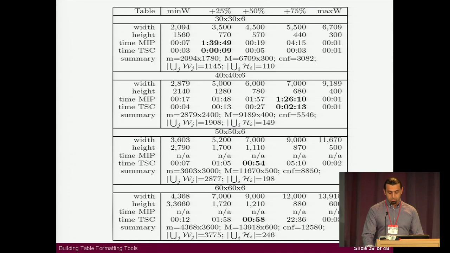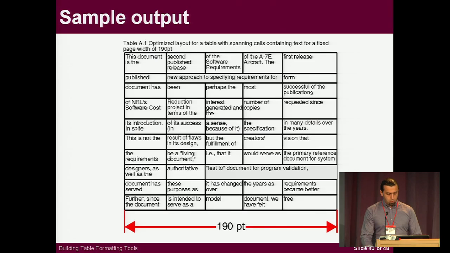And again, with the previous model, we weren't able to report on even larger tables than 40 by 40. The running time was such that we just couldn't report on that. But now we have some good results. Just a sample output, how does it look after it's been optimized? This is just an example.